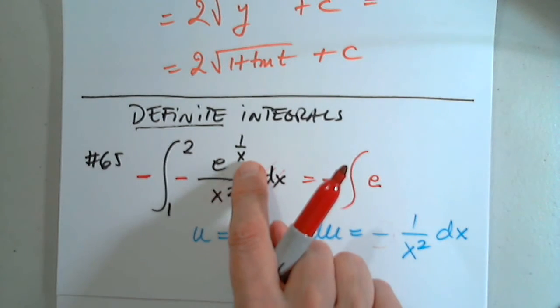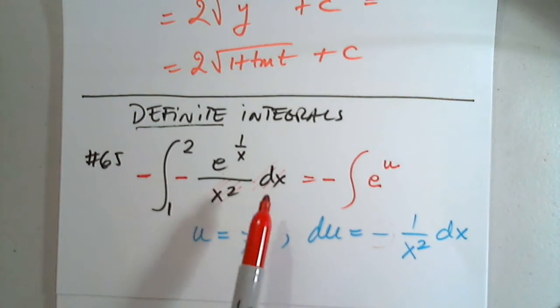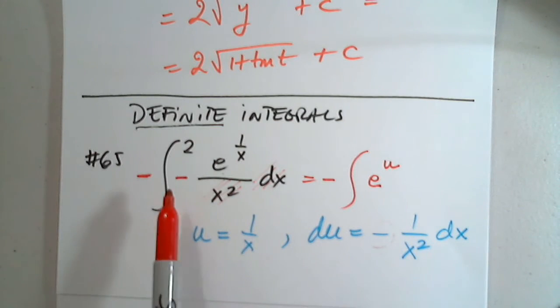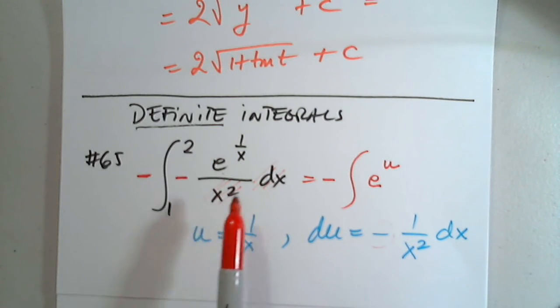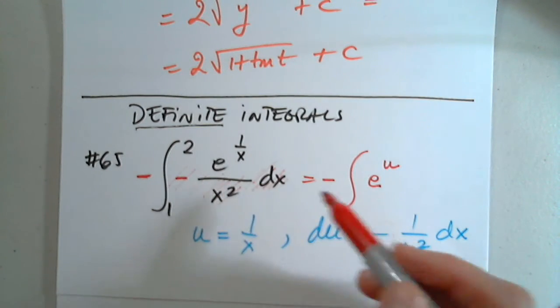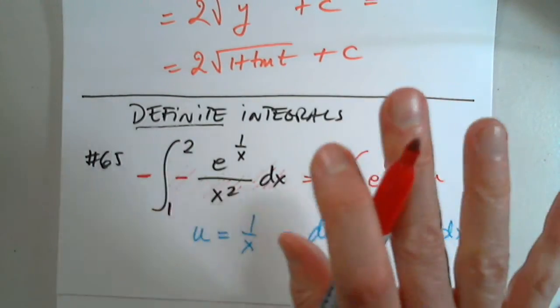But we said that 1 over x was u. Oh, right, e to u, sorry. Yes. E to u, and then negative 1 over x squared dx. What do I replace this by? du. Exactly, awesome.